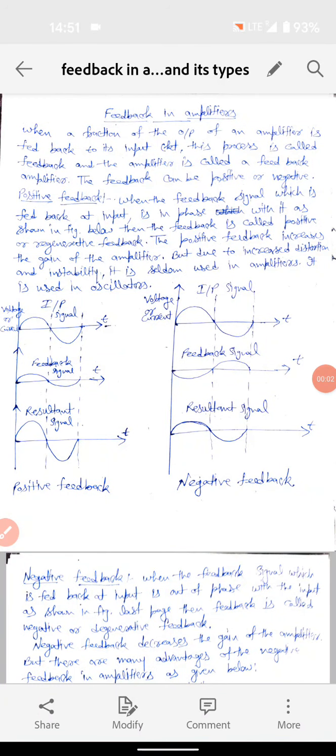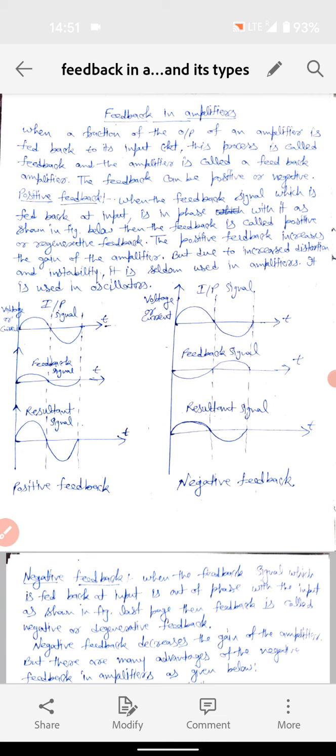Hello students. Today we will discuss our next topic, which is feedback in amplifiers. I hope we are all aware of what an amplifier is. It is an electronic circuit where we have input and output. When a fraction of the output signal of an amplifier is fed back to the input circuit, this process is called feedback, and the amplifier is called a feedback amplifier.